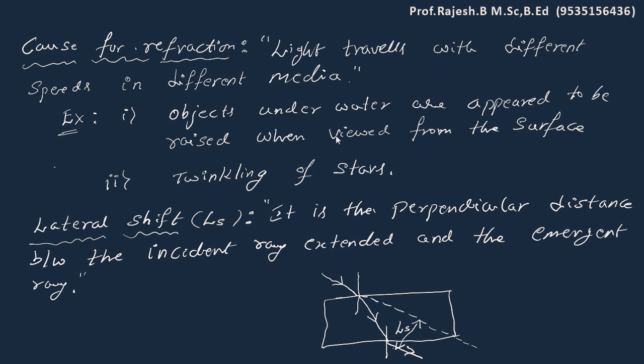Examples for refraction. Objects underwater appear to be raised when viewed from the surface. And second one, twinkling of stars. And the meaning of lateral shift: it is the perpendicular distance between the incident ray extended and emergent ray. This is the incident ray and here is the emergent ray. The perpendicular distance between them is called lateral shift.